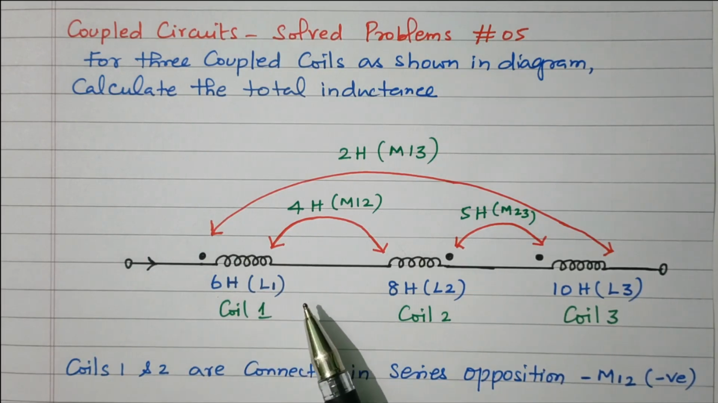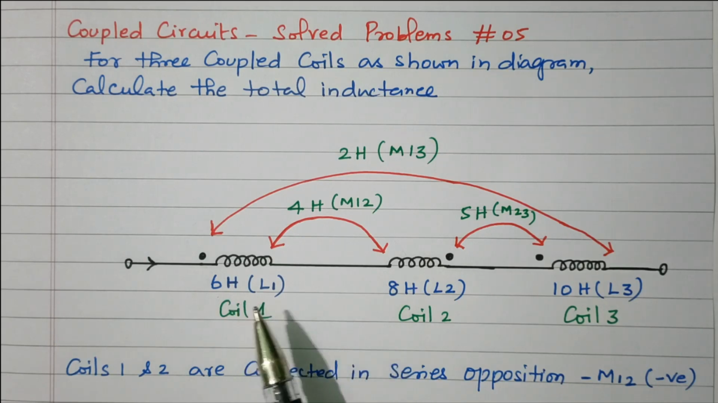If the current enters both coils at the dotted end, it is called aiding. If the current enters the undotted end in both coils, in that case also series aiding. If one current enters dotted and the other current enters undotted, it means series opposition. So this is the basic. Both dotted or both undotted is positive, aiding. One dotted and the other undotted means series opposition. So based on that we'll see that.